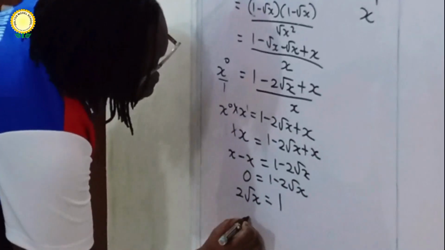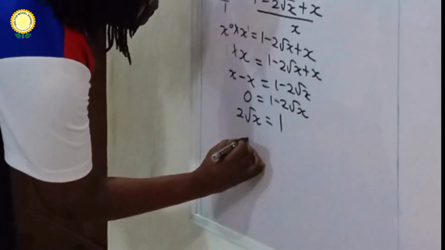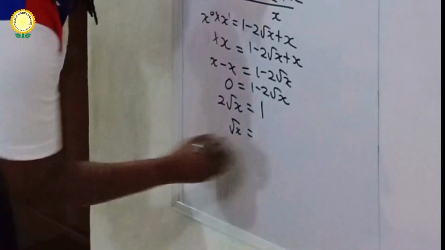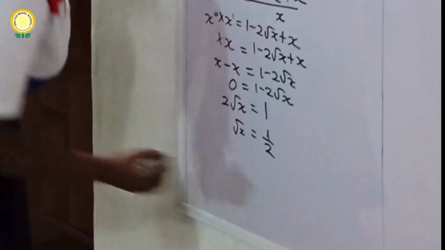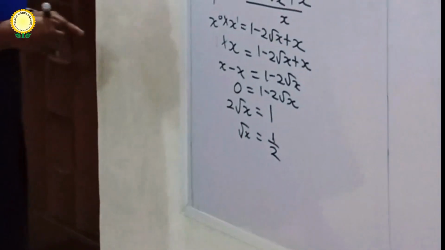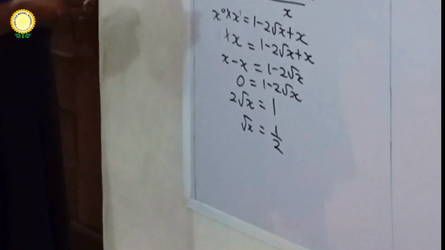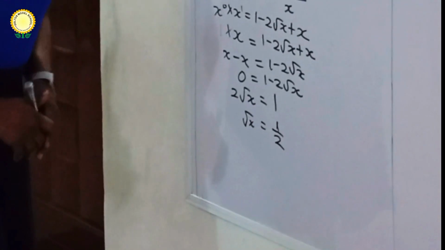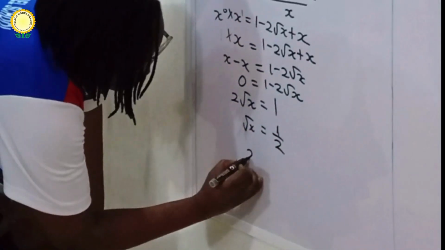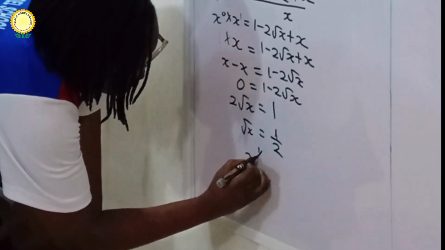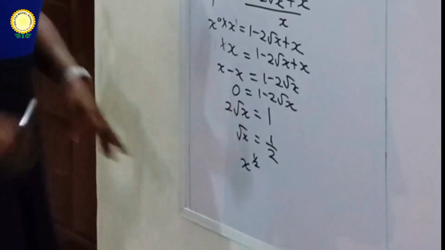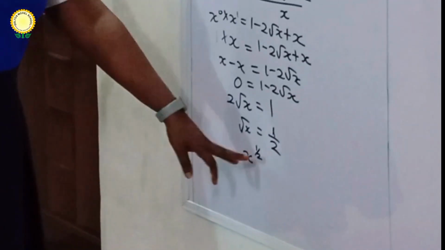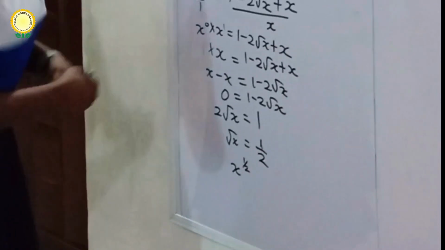1. Okay, so we divide both sides by 2. We have 1 over 2. Is that okay? Dividing both sides by 2, we have root x equals 1 over 2. What's the next thing? Remember I told you that square root means x raised to power 1 over 2. Root x means x raised to power 1 over 2. That's law of indices, which is equal to half.